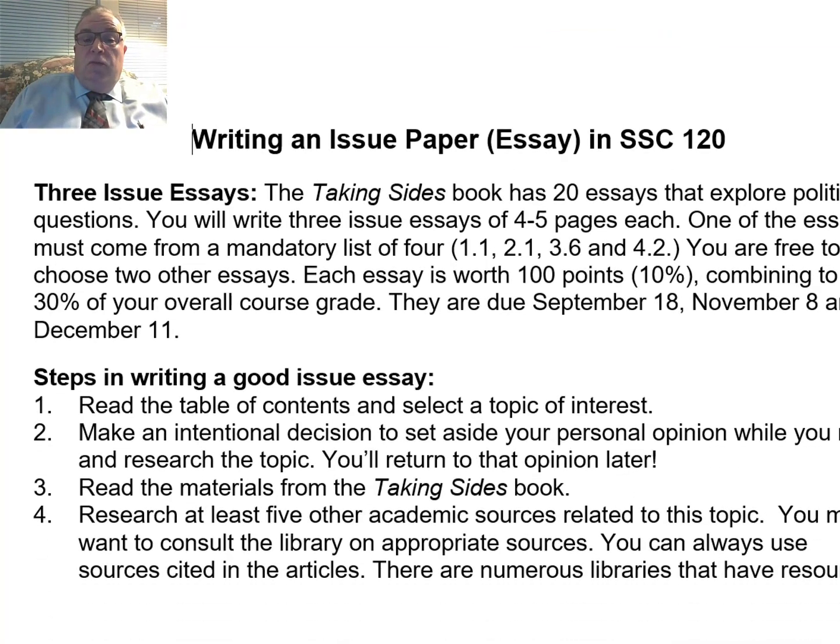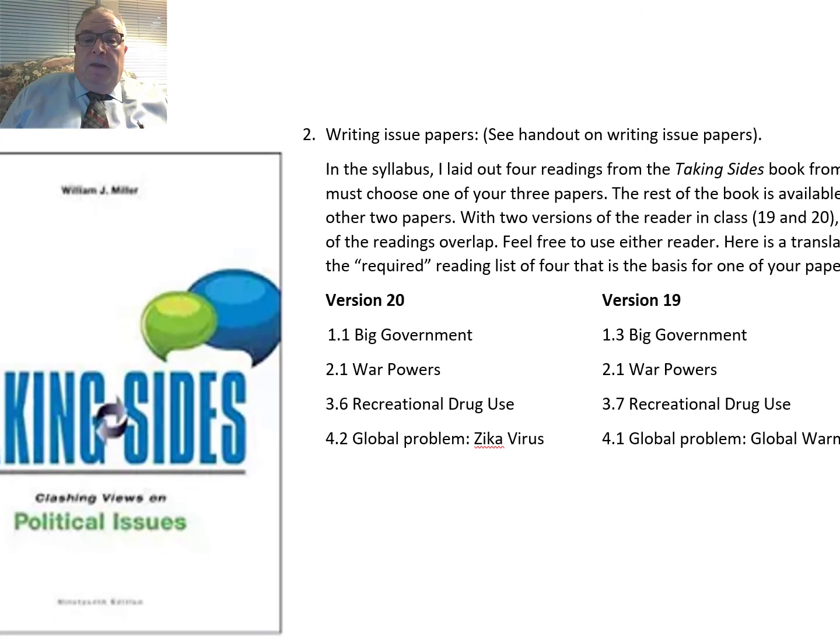Well, first you're going to reread. Writing an issue paper always helps to read the directions first. Then second, go to the Taking Sides book and decide which reading you want to use. Remember that in one of the three submissions, you're going to have to use one of the big four that I've chosen here, either in version 19 or 20. Now, if you see a reading in 19 that you like and you have the book for 20, you can just Xerox that out and use it if you like.